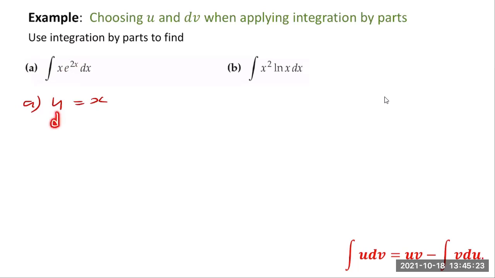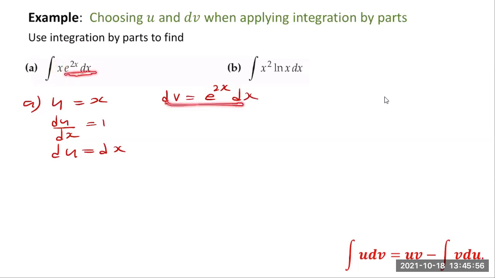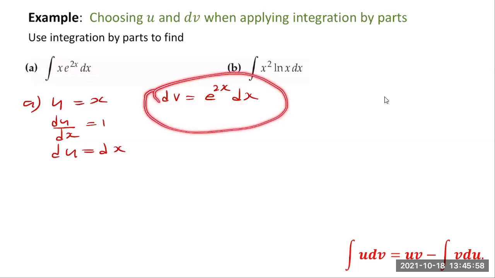So immediately I can find du over dx is equal to 1. That means du is equal to dx. And then I identify my dv, this component, to be e to the power 2x times dx. Okay, what did I do? I identify this to be my u and this whole thing to be my dv. From this one, I can anti-differentiate to find my v.